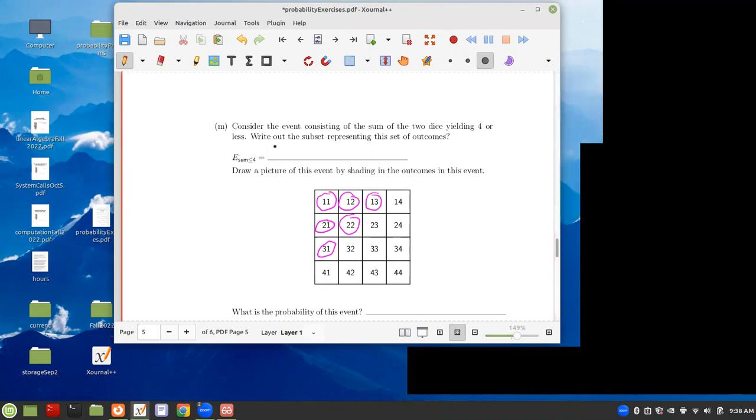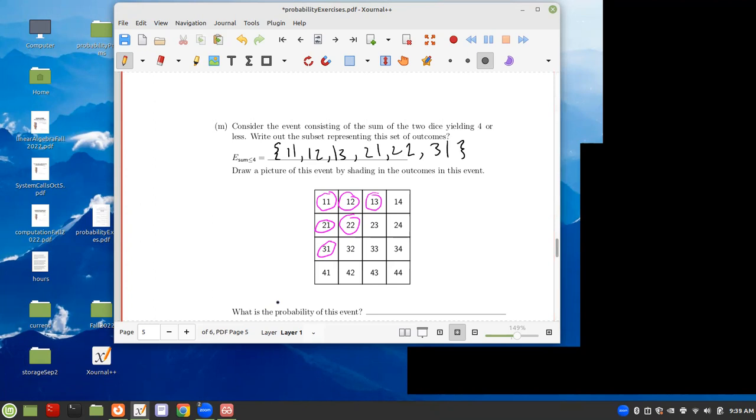So now that we've identified them, we can write the definition of the event as a subset, where we just list them. And there's 1, 2, 3, 4, 5, 6, and that corresponds to these 6 there. Okay, so what is the probability of this event?